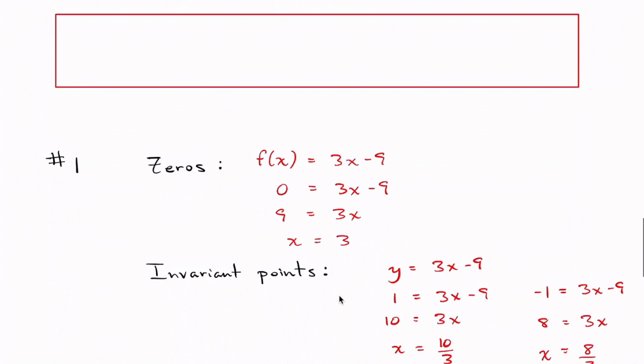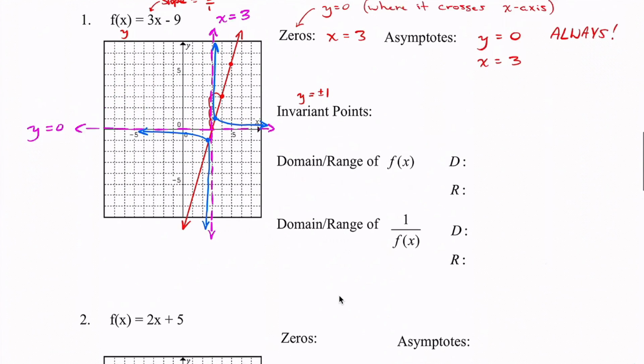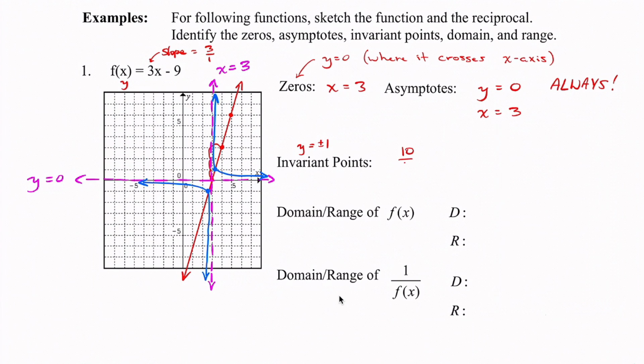So let's just write those back up at the top here. So it was 10 over 3 and -1, and then our other one was 8 over 3 and +1. The last thing that we have to do here is just find our domain for the original function f of x, that was the line, and then also the domain and range for the reciprocal function, which was the blue right here.